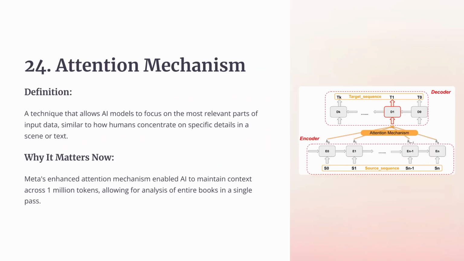The attention mechanism allows AI models to focus on the most relevant parts of input data, similar to how humans concentrate on specific details in a scene or text. Just like how you can instantly focus on your name being called in a crowded room, attention mechanisms help AI focus on what's important. Meta's breakthrough means AI can now maintain focus across entire books at once. Imagine reading a novel and perfectly remembering every character and plot detail, then using that to answer complex questions.